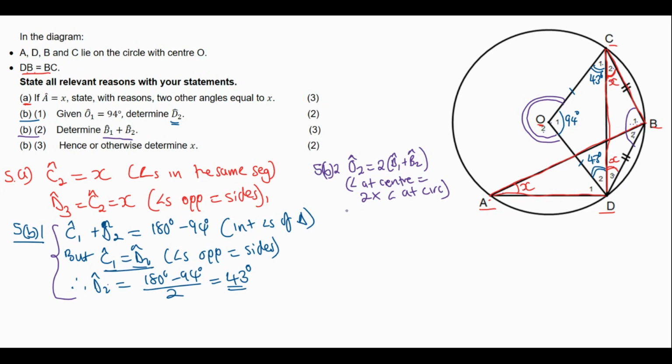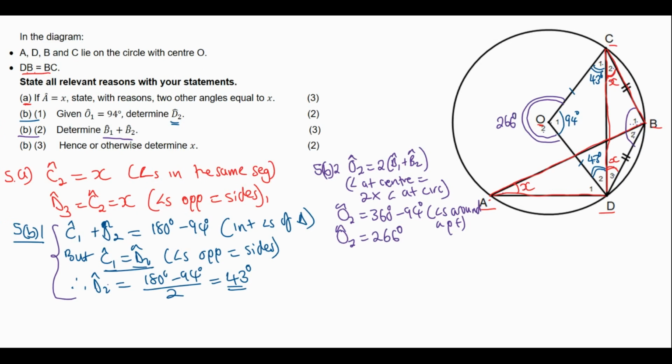So you can say angle O2 is equal to 360 degrees minus 94. And then the reason, you can say angles around a point. Okay, so angle O2 is equal to 266 degrees. So this is 266 degrees.